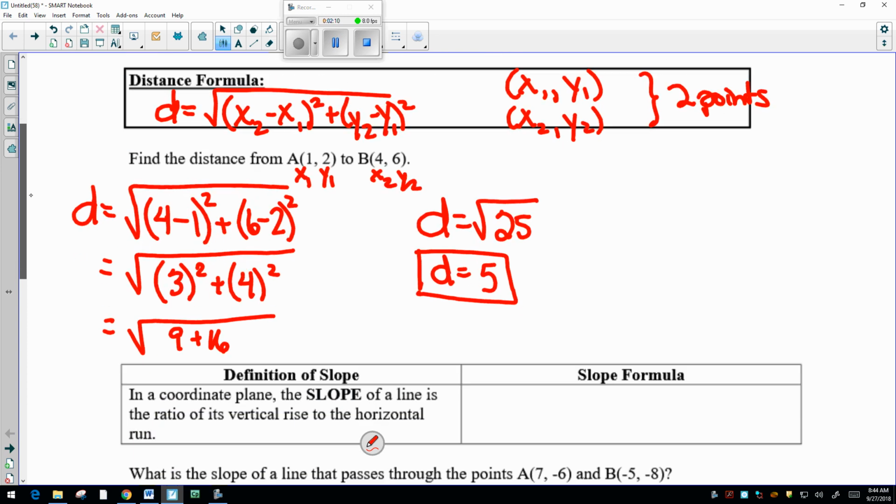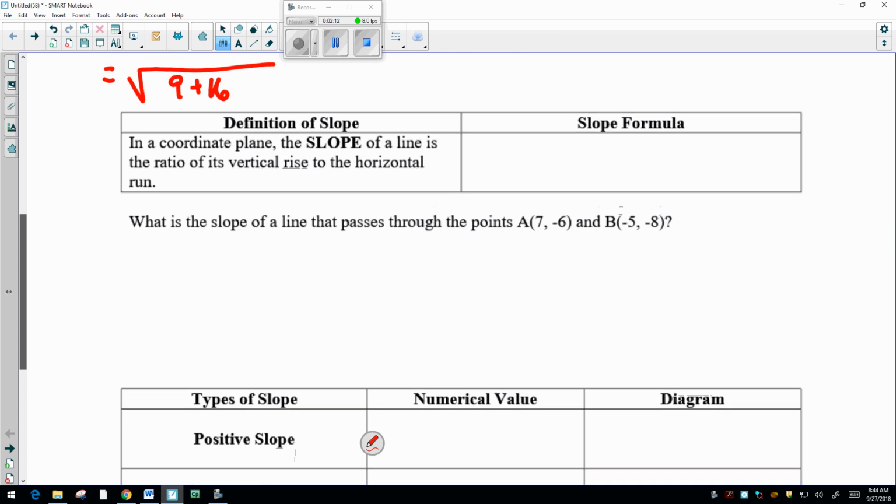Okay, our next formula is our slope formula. And slope we can say is a ratio, so we want to think something to do with division, of its vertical rise to the horizontal run. A lot of times you'll hear change in y over change in x. The formula is y2 minus y1 over x2 minus x1. So again, this is going to be our rise compared to our run.